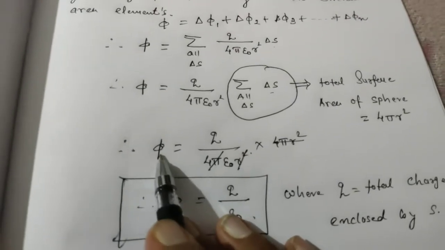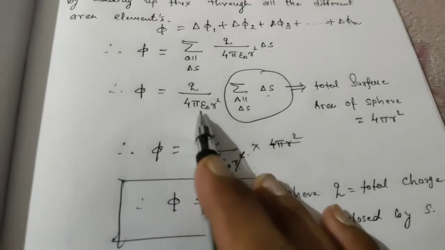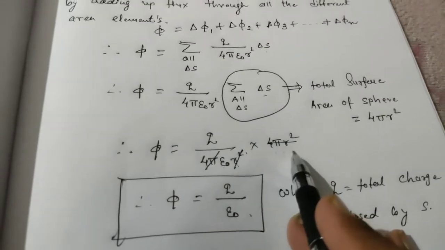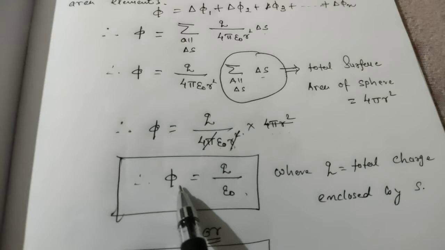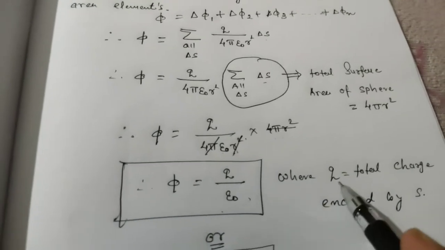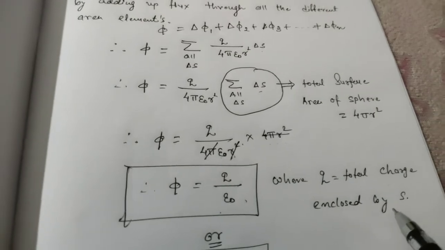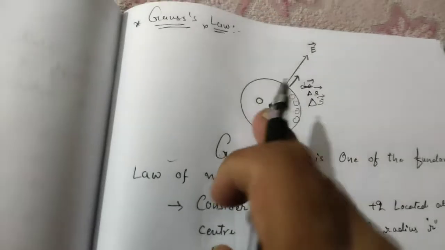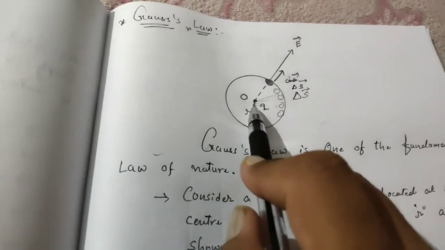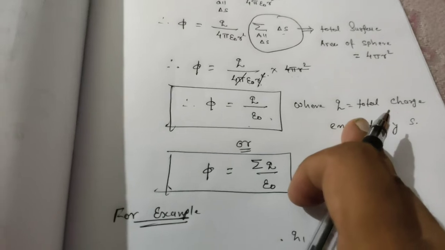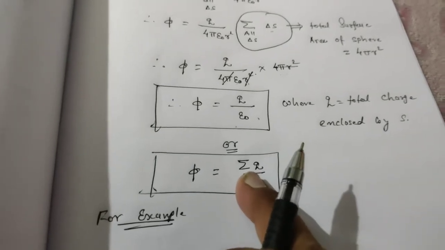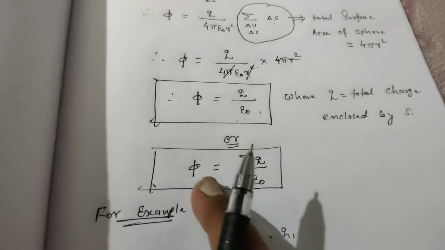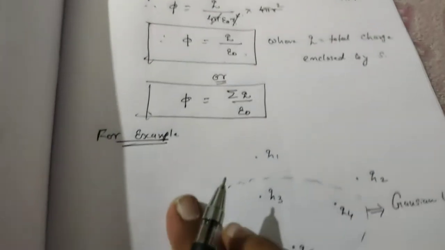So the next step: flux phi equals q upon 4 pi epsilon naught r square as it is, and the value of delta s sum is 4 pi r square. So 4 pi r square will be cancelled out. The final answer for total flux associated with the closed surface is q upon epsilon naught, where q equals the total charge enclosed by the surface. At present in our case we have only a single charged particle, so we are using only q upon epsilon naught. But suppose more than one charged particle is associated with the surface; in that case you have to add all the charges, and then write your answer phi equals summation of q upon epsilon naught. Now let us see an example.